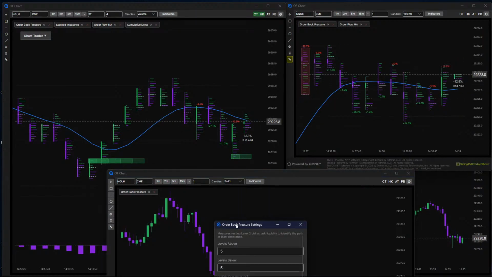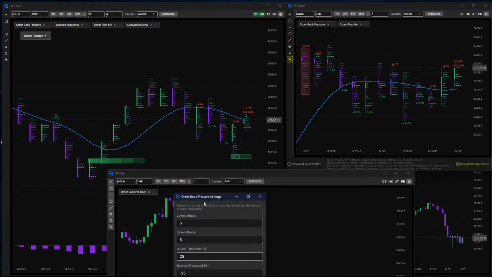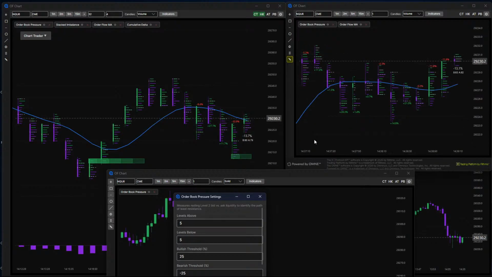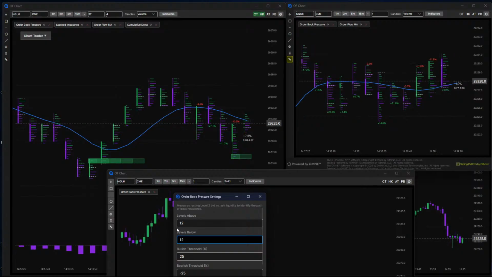Now, order book pressure, what this is, levels above 5. So it's looking 5 ticks above or 5 ticks below. I have both of these. This is a 10-second chart because I'm testing it, and this is a 32 range bar and I'm testing it. So let's go 12, 12. So it's taking 12 ticks, basically 3 points to the upside and to the downside.